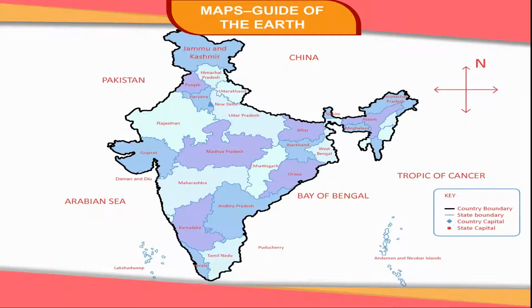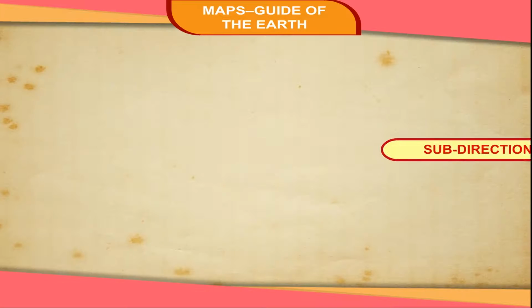The east is to your right. It corresponds to the right edge of the map. To your left is the west. It corresponds to the left edge of the map. These directions are also called cardinal directions.